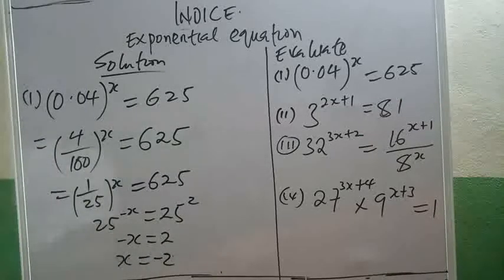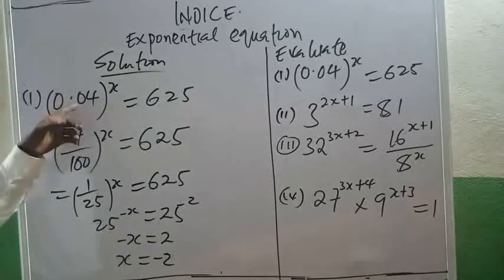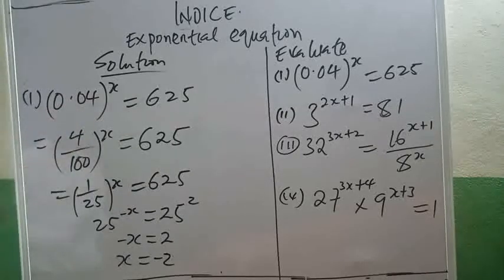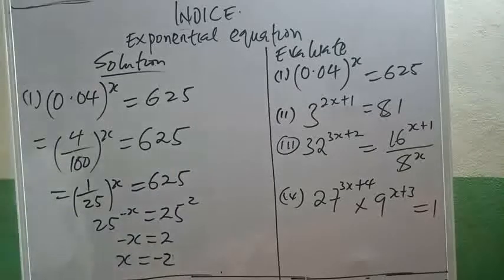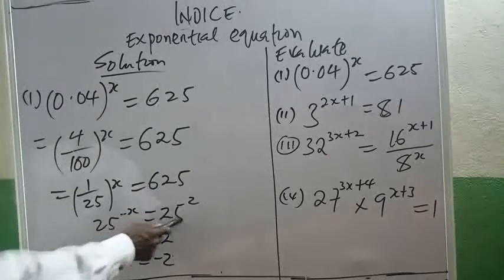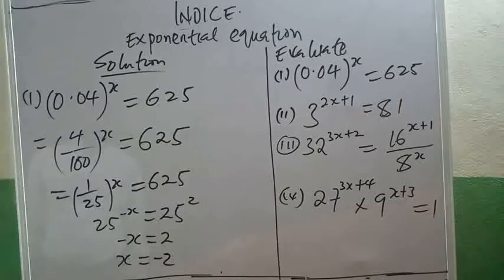Take note, the first thing I did is to express the decimal as a fraction. So 0.04 becomes 4/100, which is 1/25. 1/25 raised to the power of x is 25 raised to the power of minus x. And 625 is 25 raised to the power of 2. So the bases are the same. x is equal to minus 2.